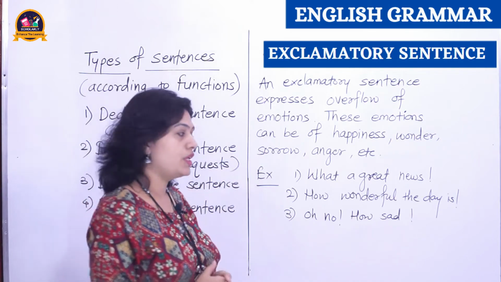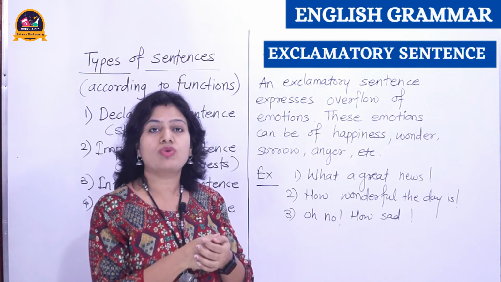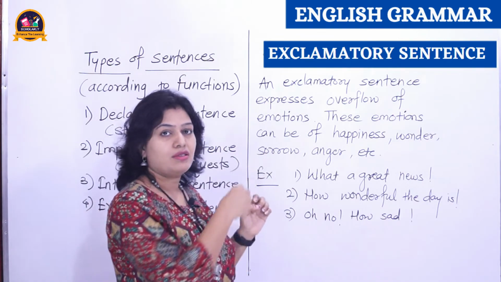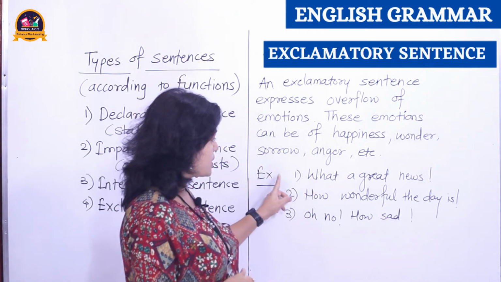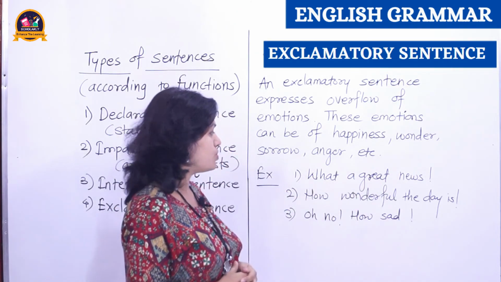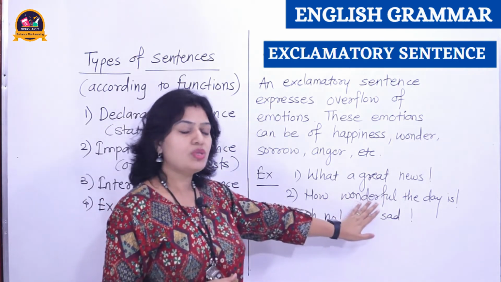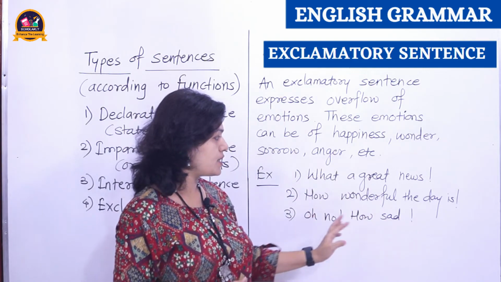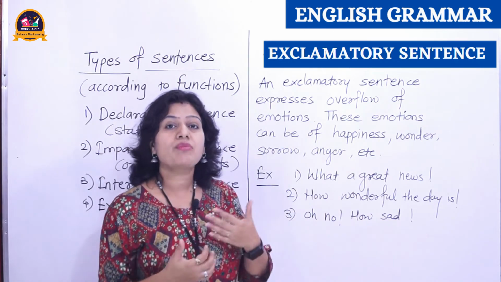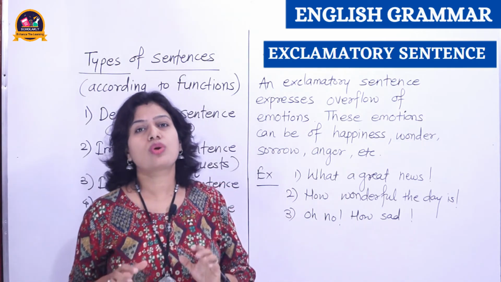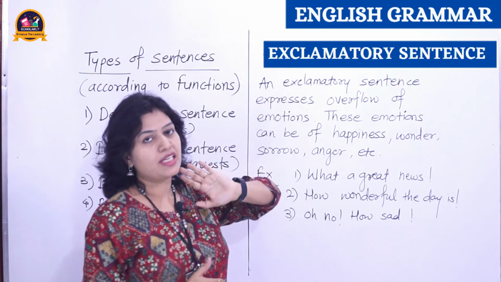This is the important thing, how to guess whether the sentence is an exclamatory sentence or what. So the end of the sentence, that is the exclamation mark, is very important. Examples are: What a great news! How wonderful the day is! Oh no, how sad! All these sentences have an exclamation mark at the end, and they express some emotions like happiness or sorrow, like this. So this is the fourth and last type, exclamatory sentences.